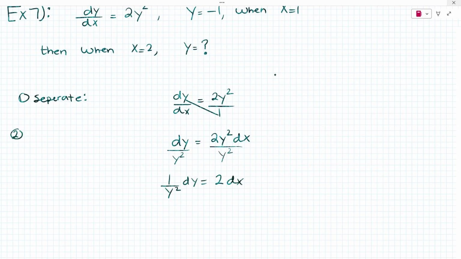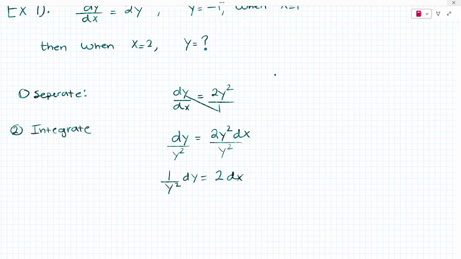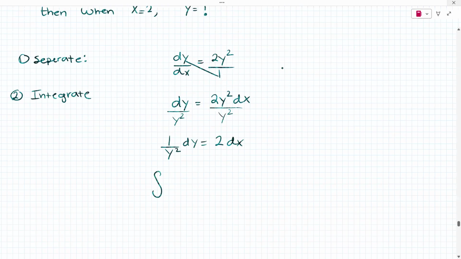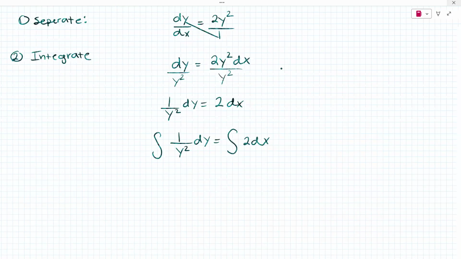Step 2, integrate. So this is going to be the integration of 1 over y squared dy equals the integration of 2 dx. Now, be careful. The integration of 1 over y squared is not ln of y. It would be if it was 1 over y, right? So what you're going to do is just rewrite. You could rewrite 1 over y squared as a negative power, so that would be expressed as y to the -2 dy.